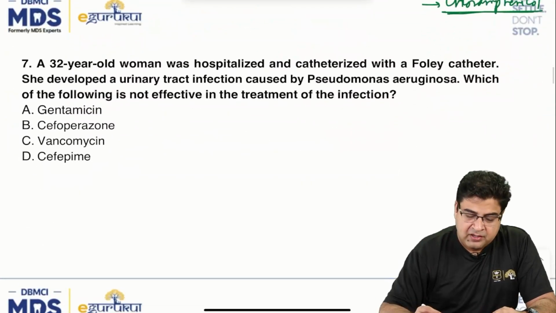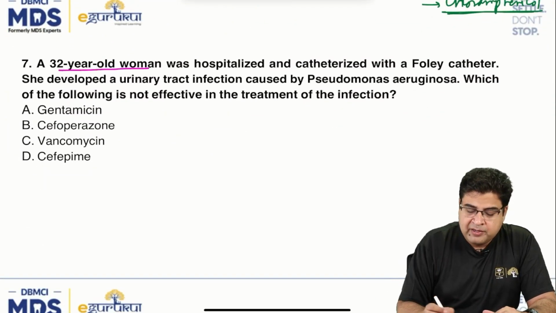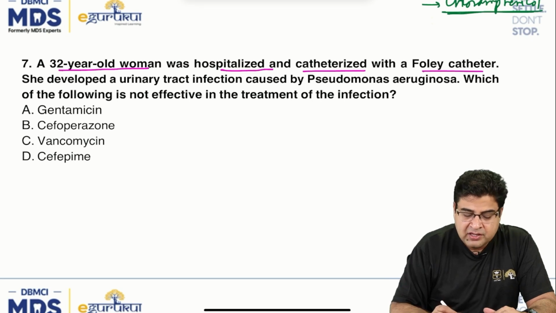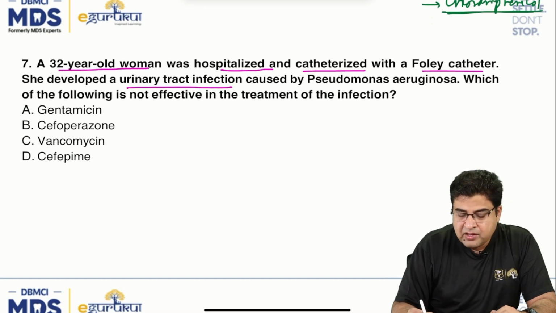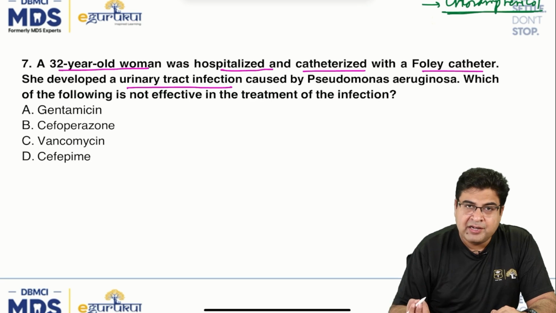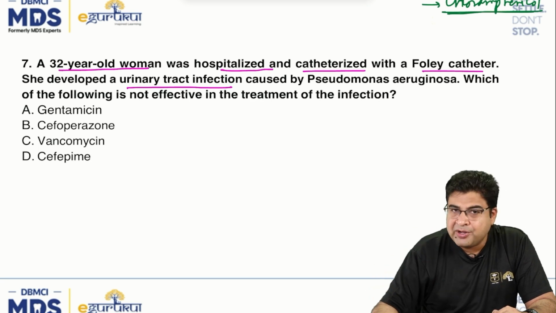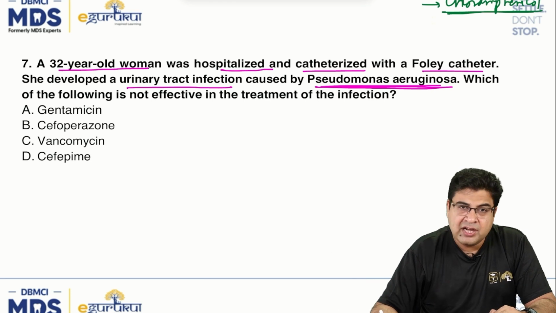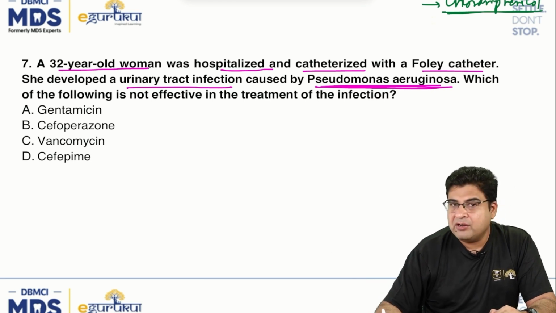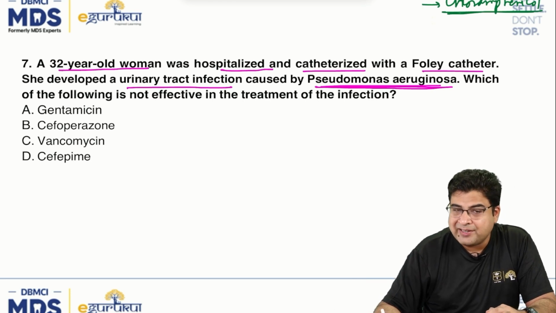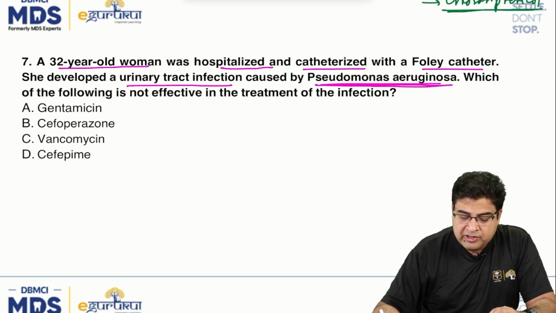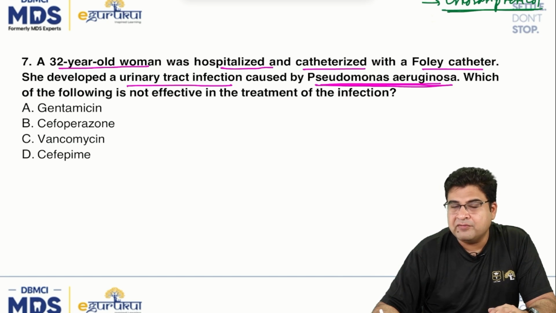Question number 7, a 32-year-old woman was hospitalized and catheterized, obviously with a Foley catheter. Now she developed a UTI, and because she was admitted to hospital and got the UTI, it is a hospital acquired infection, a catheter induced UTI. It's quite commonly Pseudomonas, a problematic bacteria seen in hospital acquired infections. Now, which of the following is not effective in the treatment of the infection?